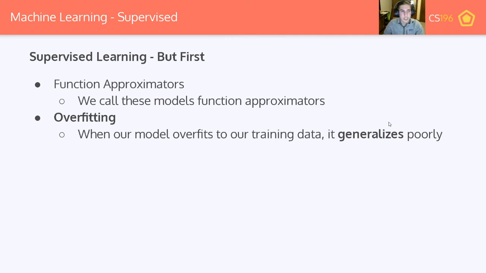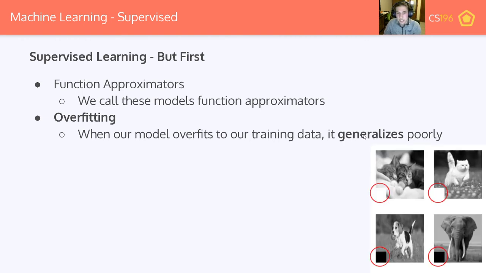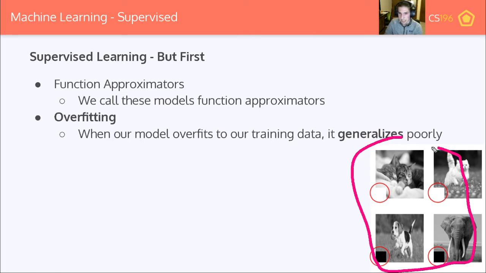And then the second part is this thing that we call overfitting. When our model overfits, when we train it on our training data, we say that it generalizes poorly. And so what does that mean? If this is our training data and we're trying to say this is a cat, this isn't a cat, and our data has a white square whenever it's a cat and a black square whenever it's not a cat, well, the model really does not have to look at the cat. It can just look at the square.